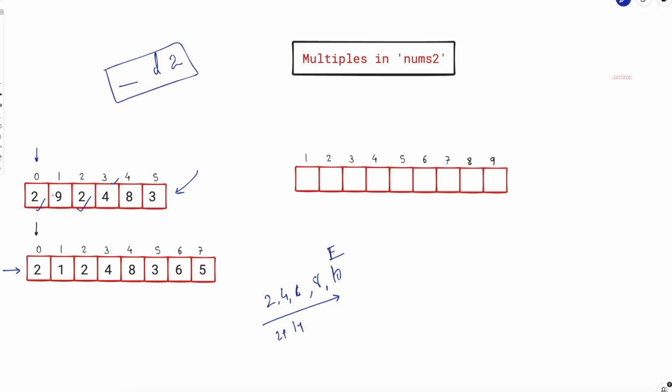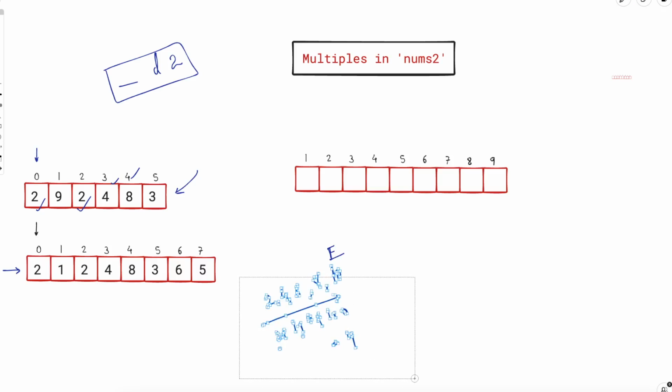How many 6's are there? There is no 6, so 0 pairs with 6. How many 8's are there? There is one 8, so 1 pair with 8. And how many 10's are there? 0. So overall you got 2 plus 1 plus 1, which is 4 pairs with this J, right? Similarly, we'll do this for this J, and so on and so forth to get the final answer.